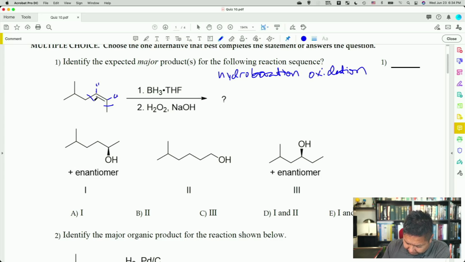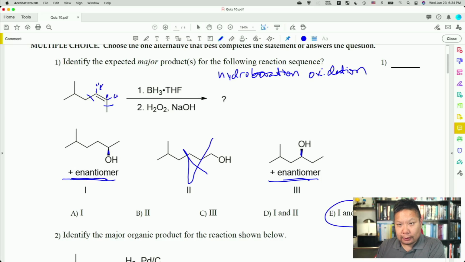So it definitely can't be this one right here because it's not going to add to the end. So the only two left are these two. So there's an addition here, which signifies this one, along with its enantiomer, and then this one over here, along with its enantiomer. So the answer to number 1 would be 1 and 3, E.